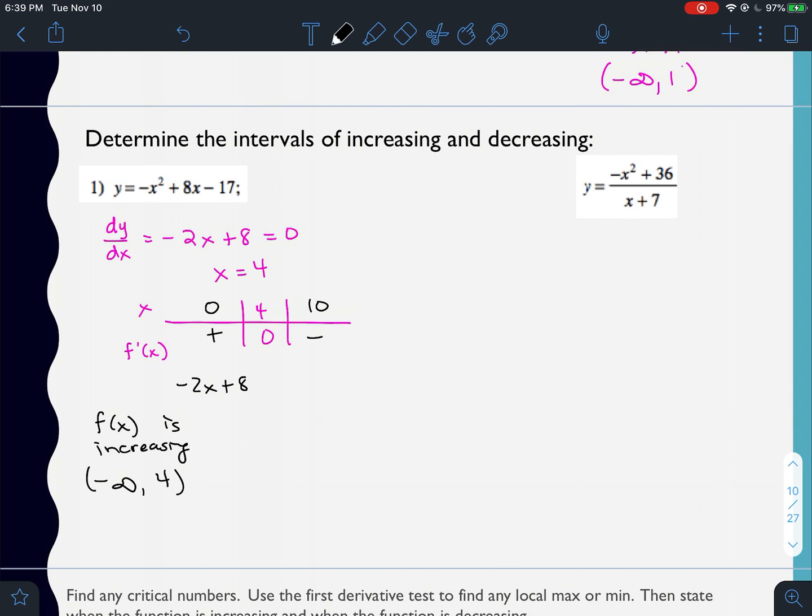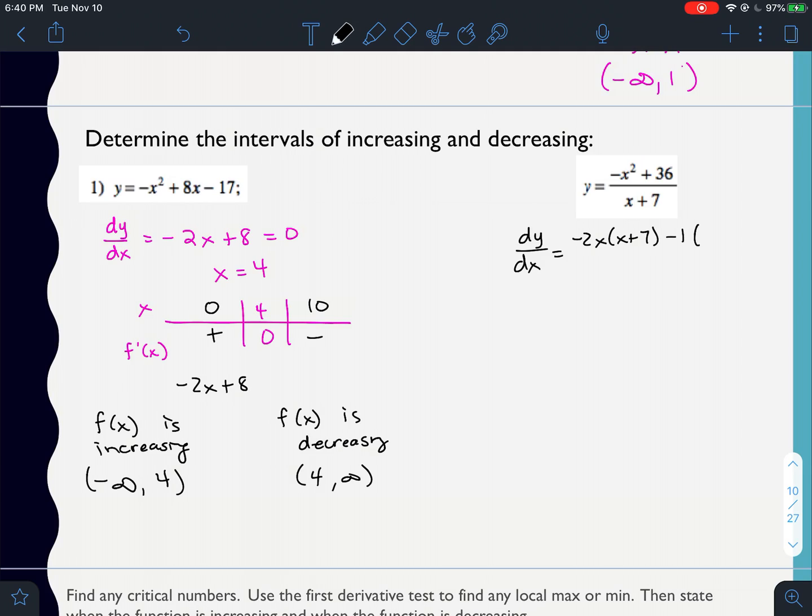So f of x is increasing from negative infinity to 4. So when x is less than 4, the function is increasing. And f of x is decreasing on the interval from 4 to infinity. So if x is greater than 4, the function is decreasing.